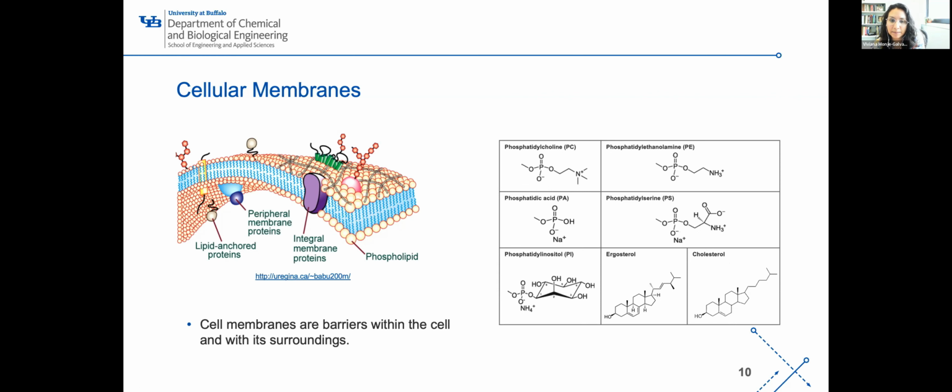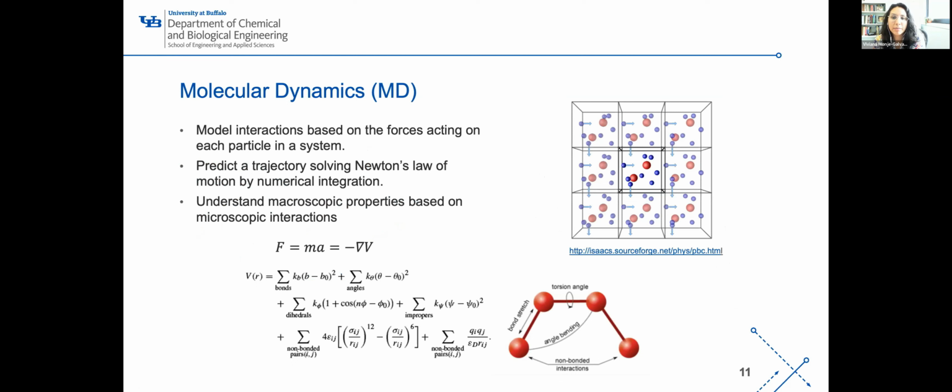With molecular dynamic simulations, what we want to do is model the behavior, the movement of atoms with respect to one another based on the physical forces that act on them. Molecular dynamics is a technique based on statistical mechanics, which essentially tries to understand macroscopic properties based on the microscopic interactions of, in this case, atomistic level detail.